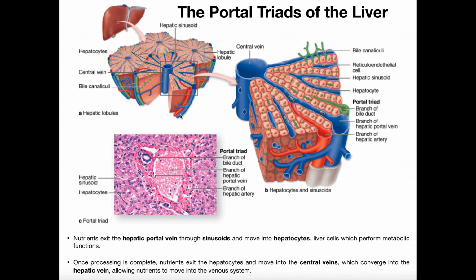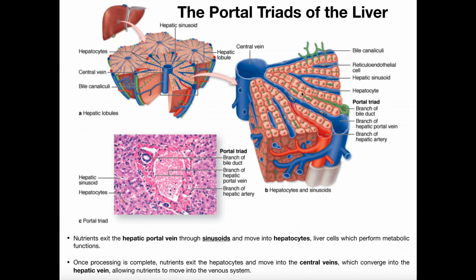Now let's take a look at this portal triad. The portal triad is a triad, so it's composed of 3 different vessels. The first one is a branch of the bile duct, the second is a branch of the hepatic portal vein, and the third is the branch of the hepatic artery. And then if we notice, interspersed between this portal triad and the central vein, all of these cells in here, these are hepatocytes. Now, really, to understand the interplay with the portal triad vessels, we need to understand about hepatocytes.